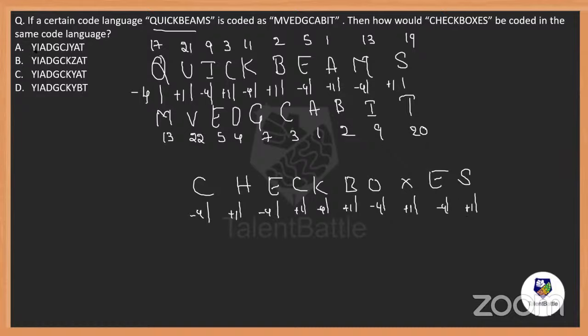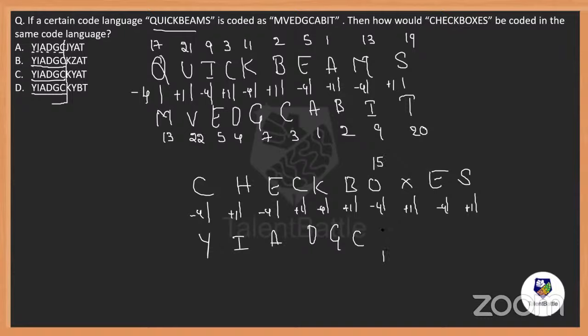Don't you think the first 6 digits of all the options are the same? Look at the first 6 digits of all the options, it's the same. So it's a waste of my time if I identify this. Y, I, A, D, G, C, K. K is not the same for the first one. Until here it is the same. Do not waste your time in identifying this one. Just go directly with the last 4. Just figure out the last 4.